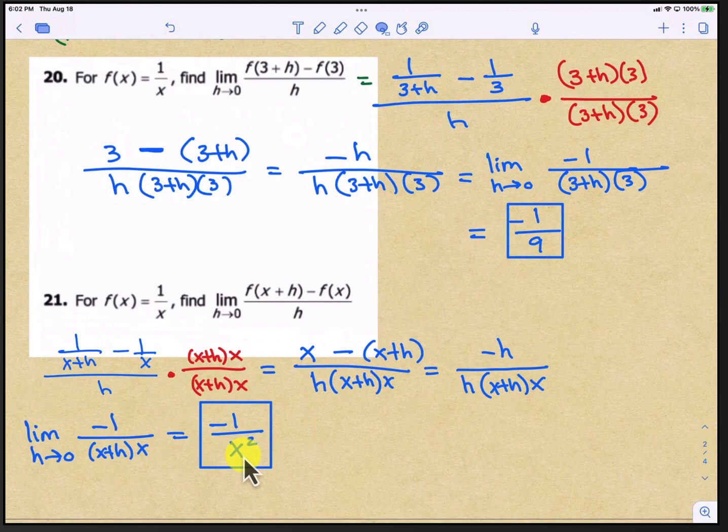All right, that concludes the quiz review for this unit on limits.